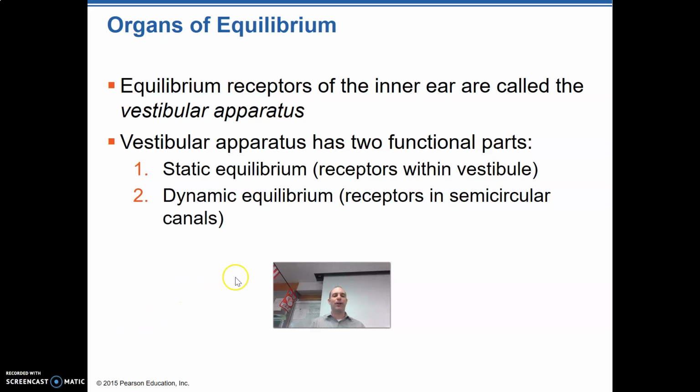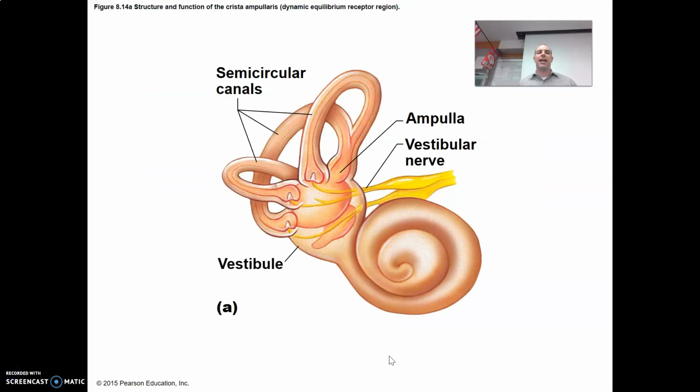Let's get going. We left off here at this part. Get the next slide. We'll get rolling. We'll be discussing today dynamic equilibrium and something called the semicircular canals. And you'll see them here. They're called semicircles because they don't come all the way through. You see they're stopped right here.